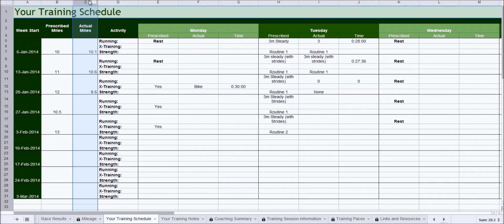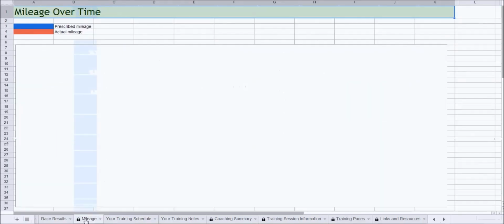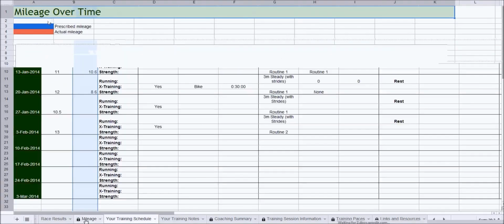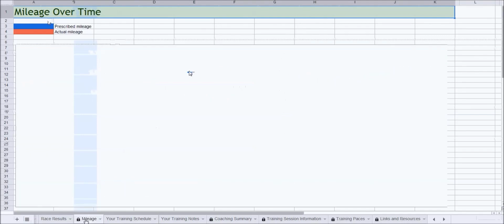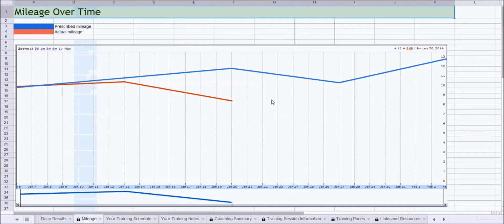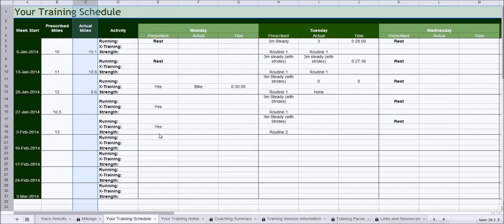All you do is add up the total mileage that you've run in the week, put the final figure in that column, and as a result, the mileage graph will be updated accordingly, so you can see how your mileage is progressing day to day, week to week. If we just pop back to the training schedule, beyond that we've got a column which describes the activity that you'll be asked to do.